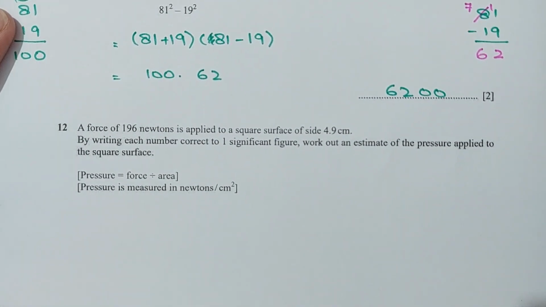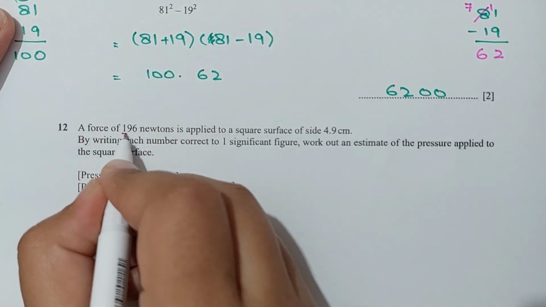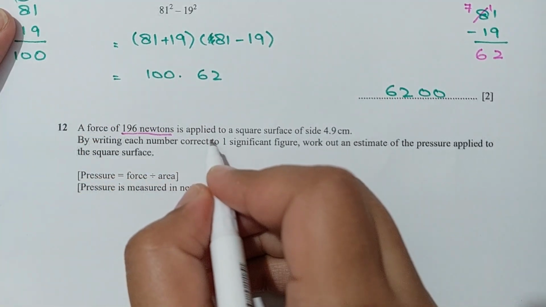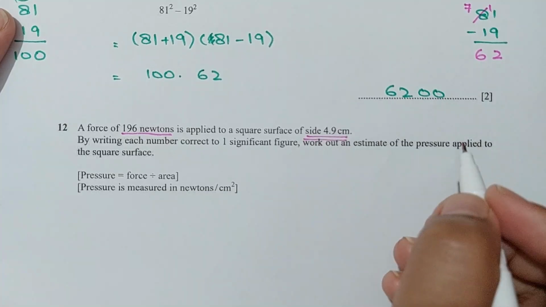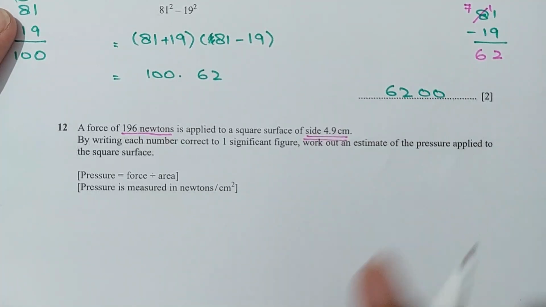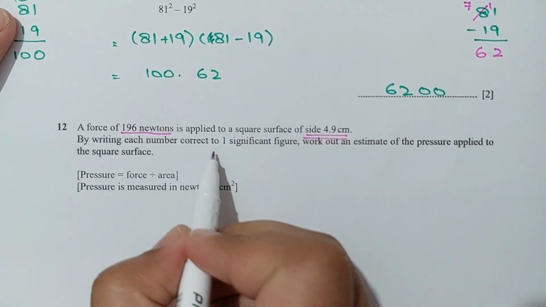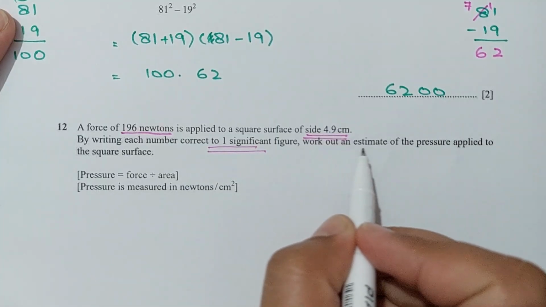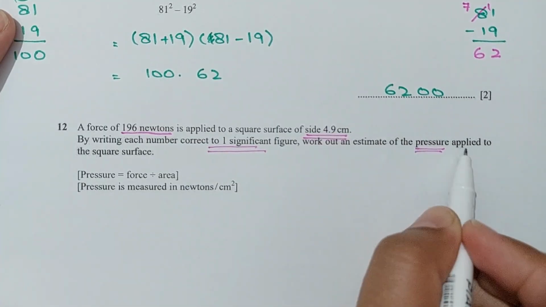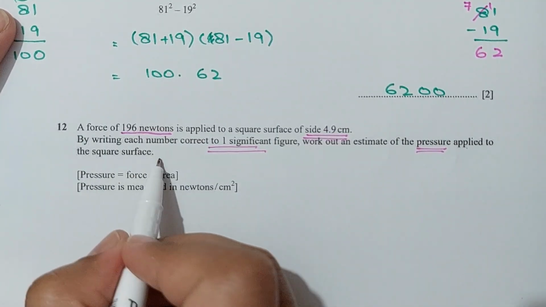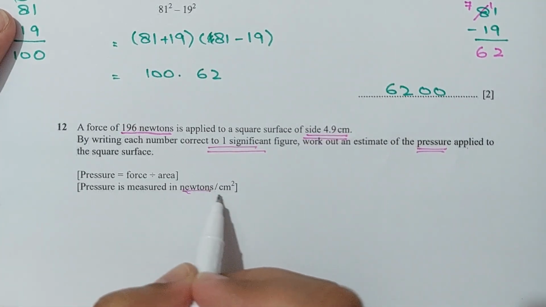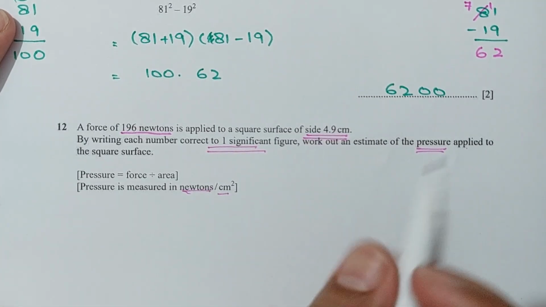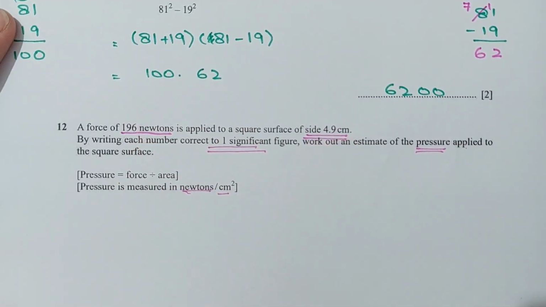Question number 12. A force of 196 Newton is applied to a square surface of side 4.9 centimeter. By writing each number correct to one significant figure, work out an estimate of the pressure applied to the square surface. The pressure is force over area. Pressure is measured in newtons per centimeter square.